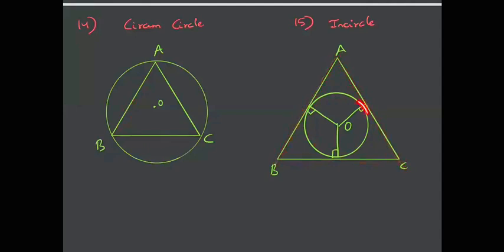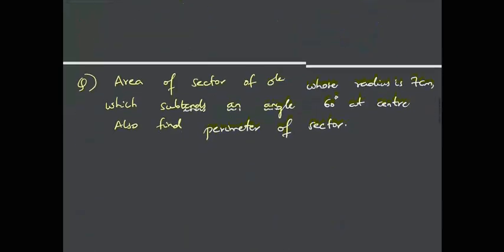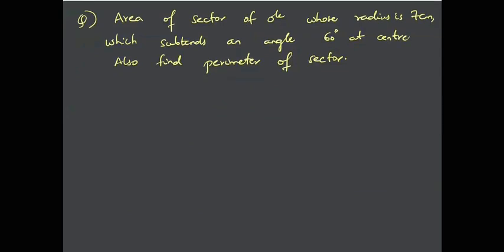So if a circle touches all the 3 sides of a triangle, then it is called the incircle of the triangle. We have incircles for all triangles. The center is called the incenter of the triangle, and this is the radius. The radius is the perpendicular distance from the center to any of the sides of the triangle. Okay, so do this question, and if you get the answer, then just tell me in the chat.